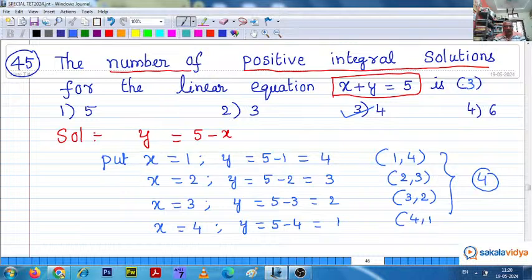Yes, we have the shortcut also. What is the shortcut? The number of positive integral solutions for the linear equation x plus y is equal to n is n minus 1. 5 minus 1, 4 is the answer. For example, if the number of positive integral solutions for the linear equation x plus y is equal to 2024 is asked, the number of solutions is 2023. We have the shortcut also.